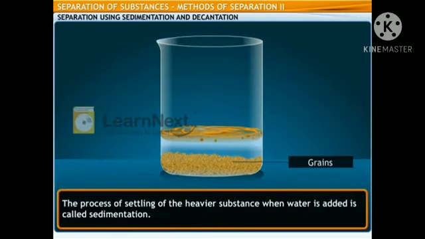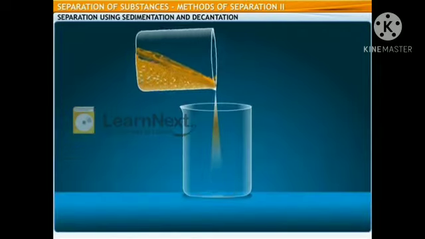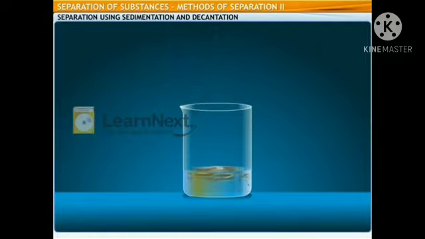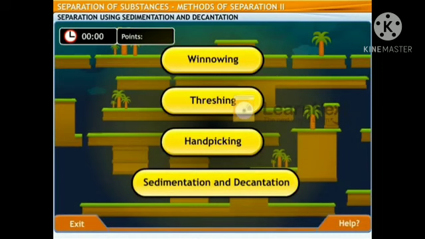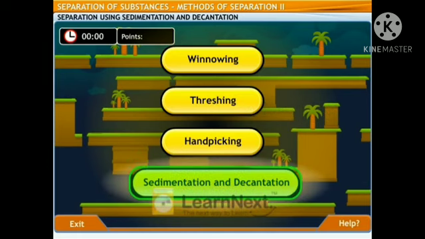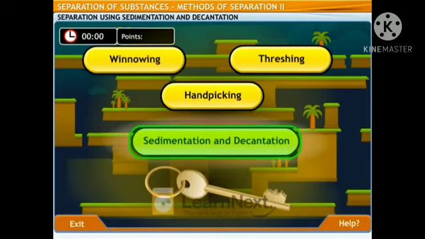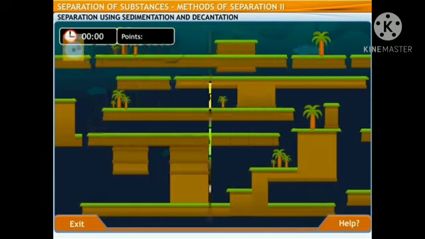This process of the settling of heavier substance is called sedimentation. Now, the muddy water can be separated from the grains by simply tilting and pouring out the water. This process is called decantation. To get the key to the door to move on, select the right process for separation of the substances. I know, sedimentation and decantation. That's right. You have your key. Yes. Got through the first problem. Let's see what's next.